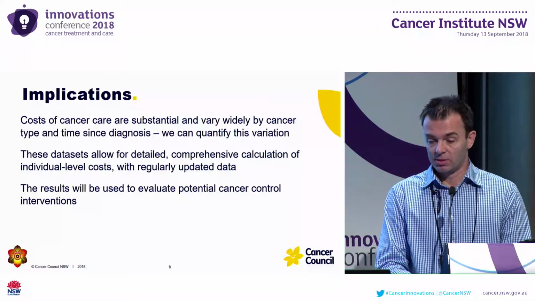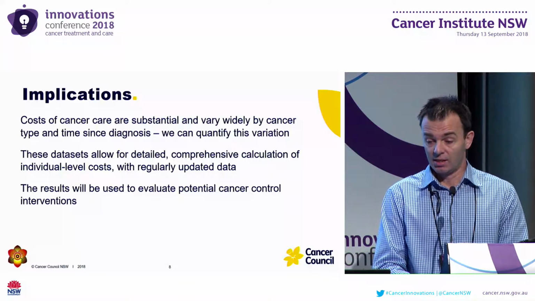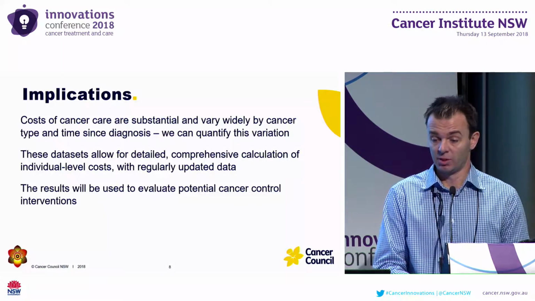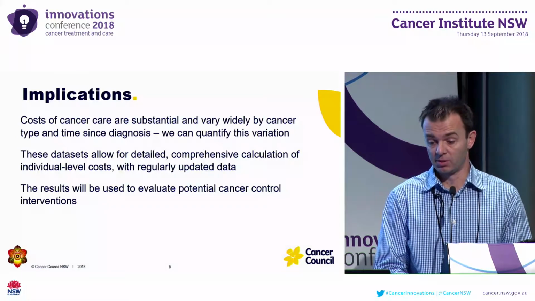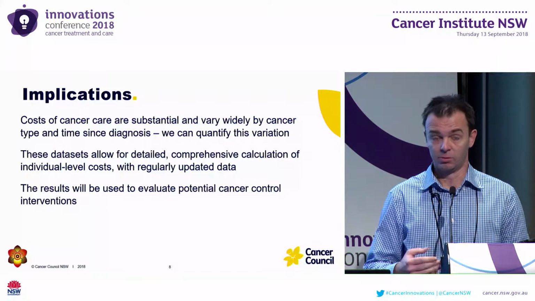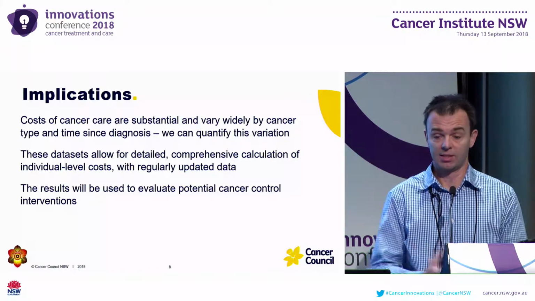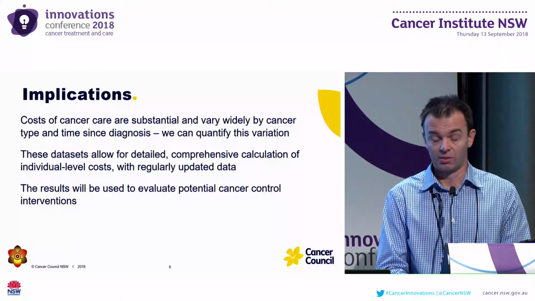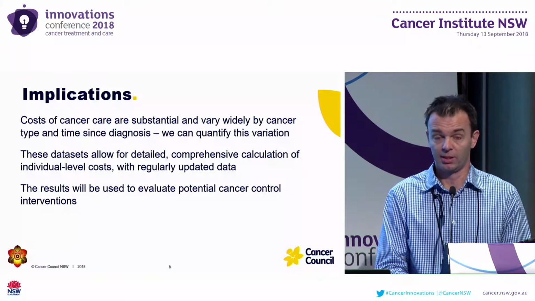So the implications of all of this: the costs of cancer care are substantial and vary widely by cancer type and time since diagnosis, which seems pretty obvious, but this is one of the first times that we've actually been able to quantify the variation, and this has only been possible through these large linked data sets. The data sets allow for detailed, comprehensive calculation of individual level costs with regularly updated data.